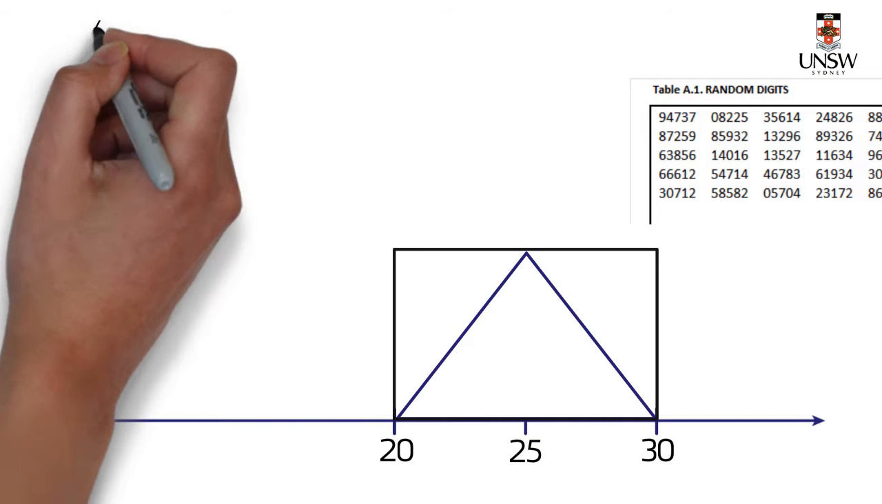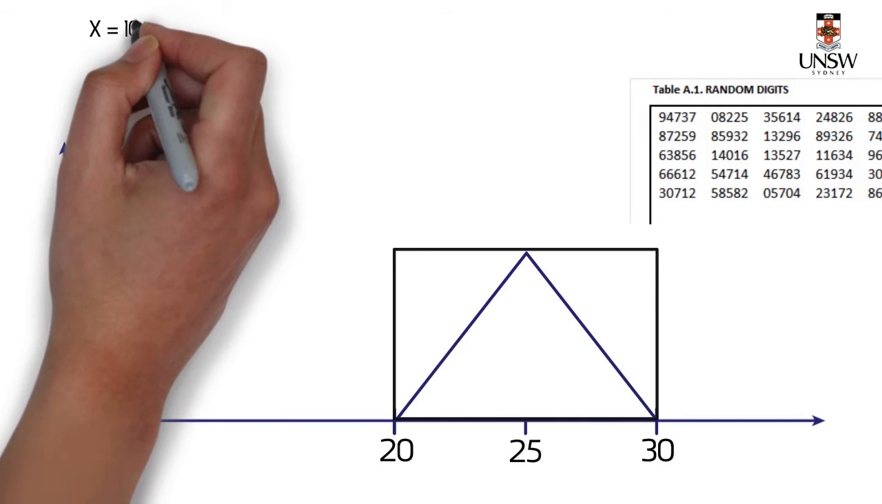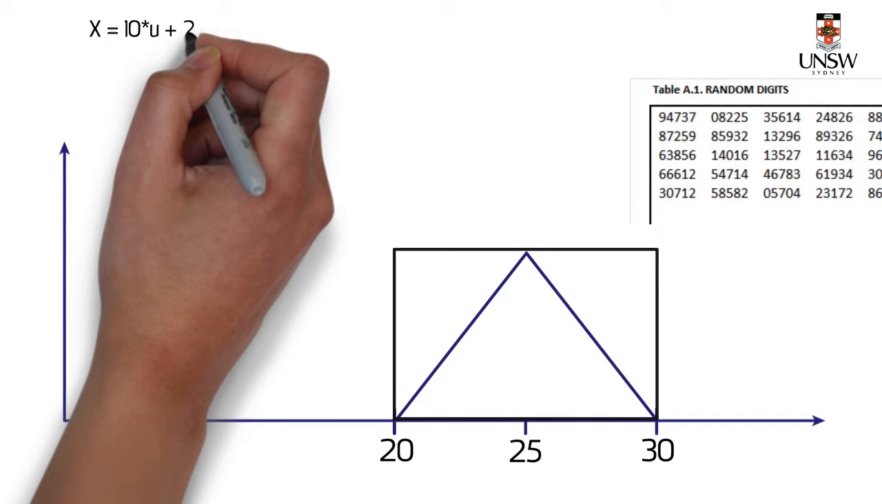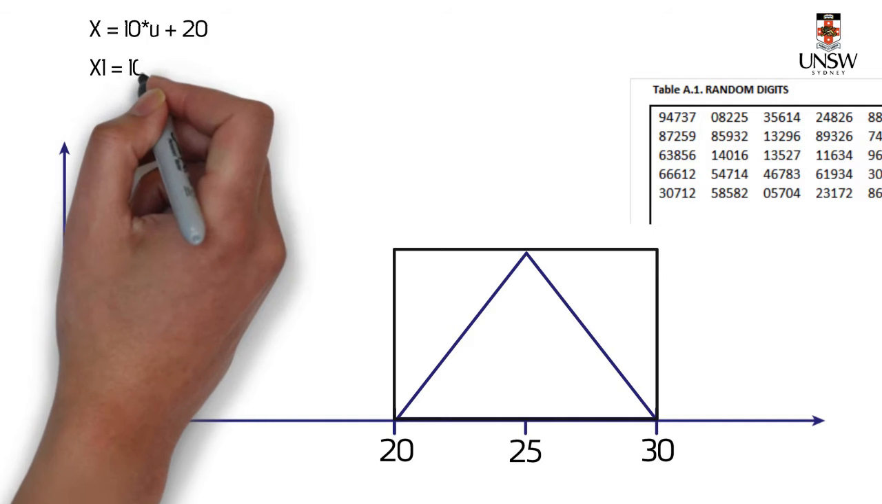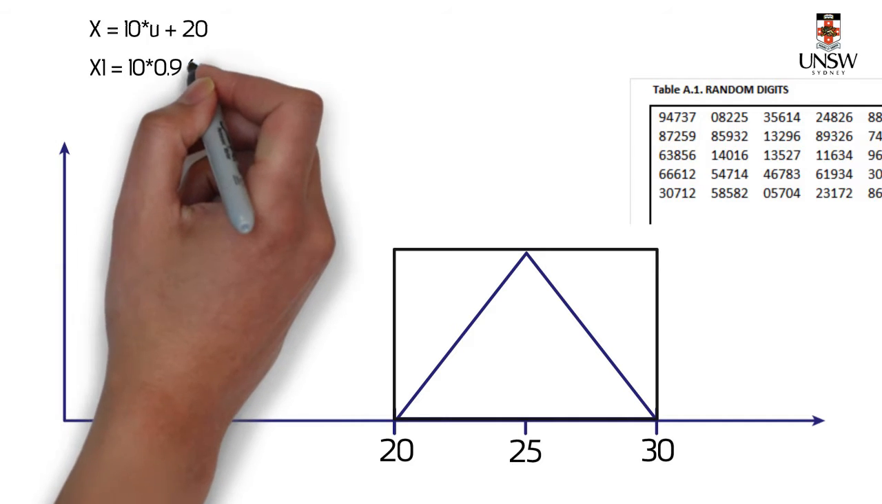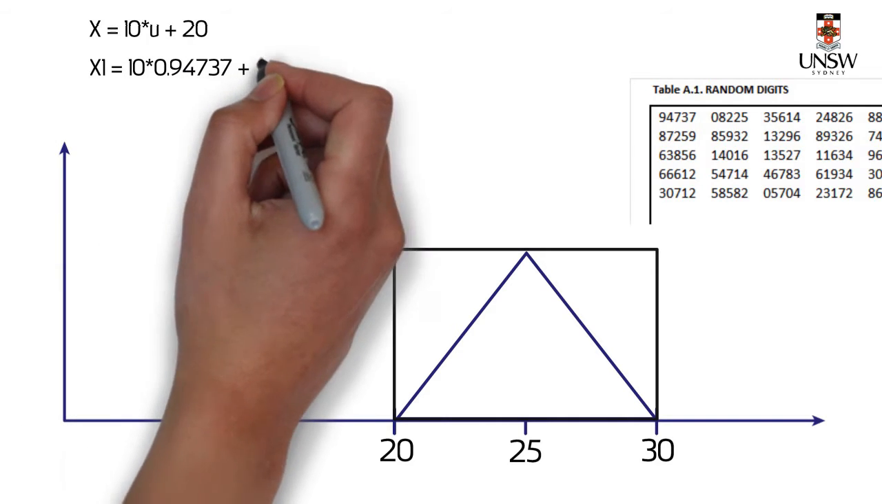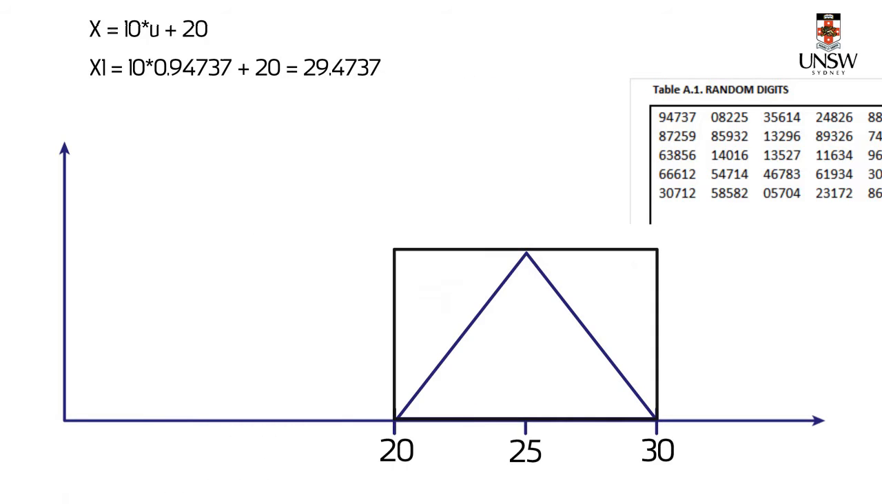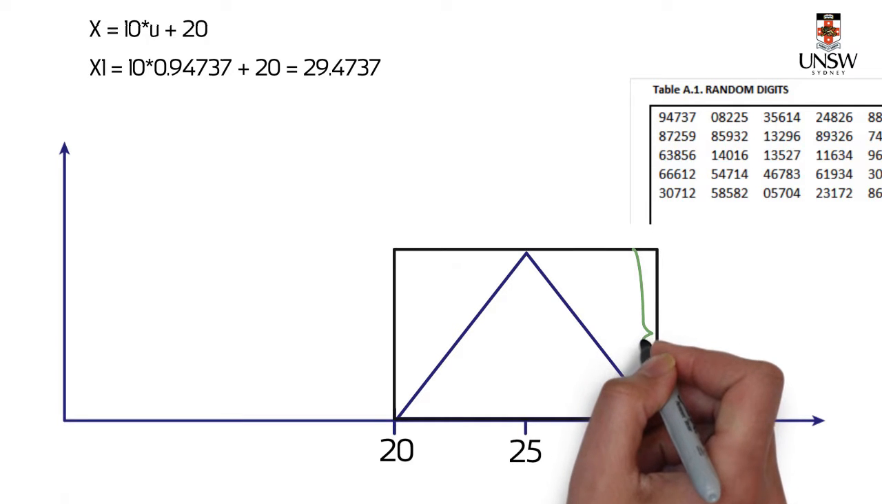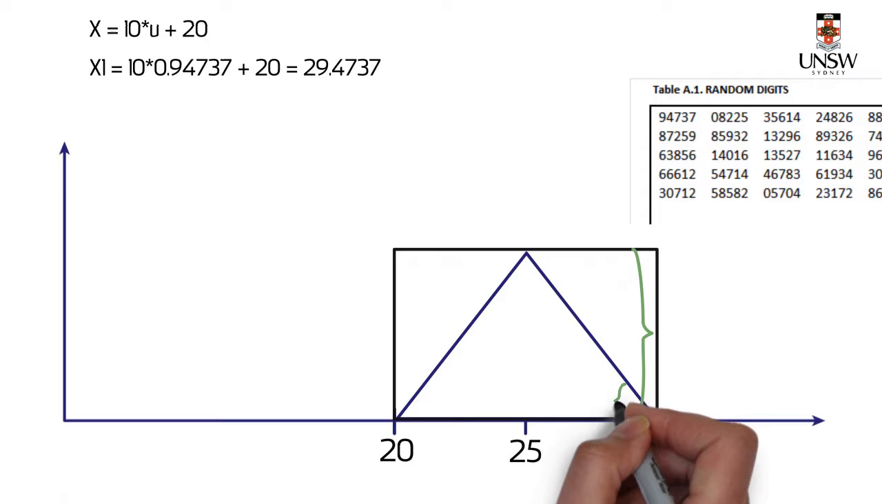So the random number that we want will be 10 times u plus 20. So therefore, x1 equals 10 times 0.94737 plus 20, which equals 29.4737. So we've got a point that's somewhere right about here. So now we take our next number, which is 87259. So we need to know what is this distance divided by this distance.